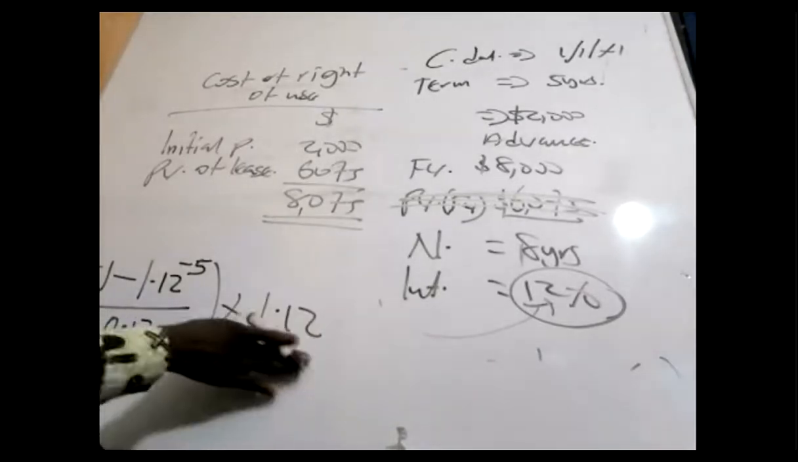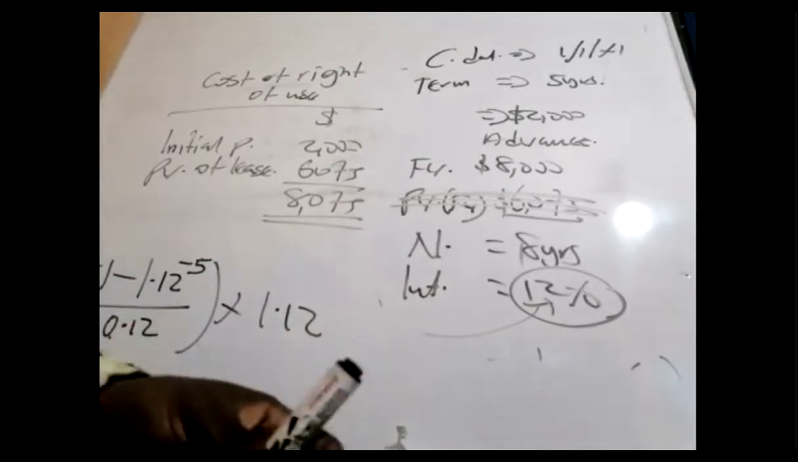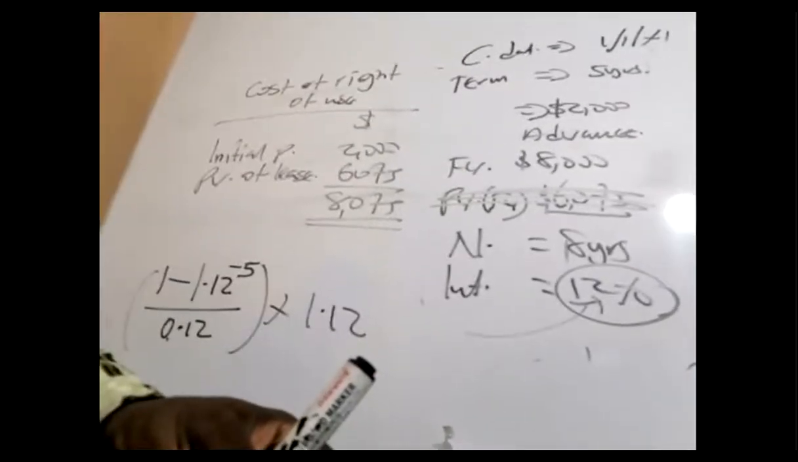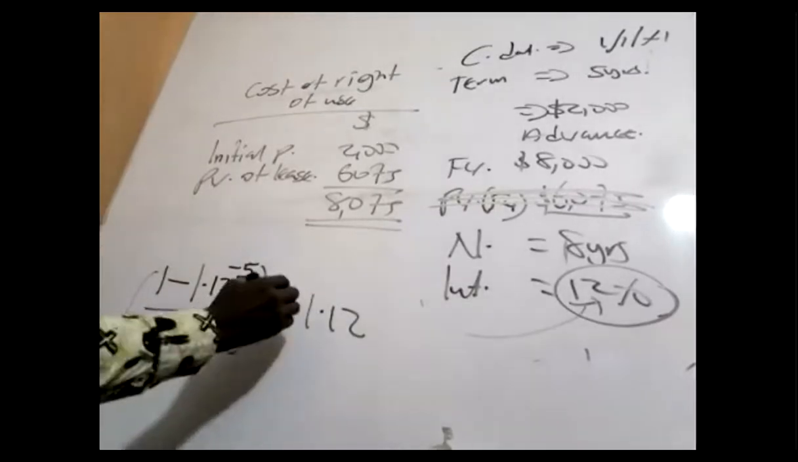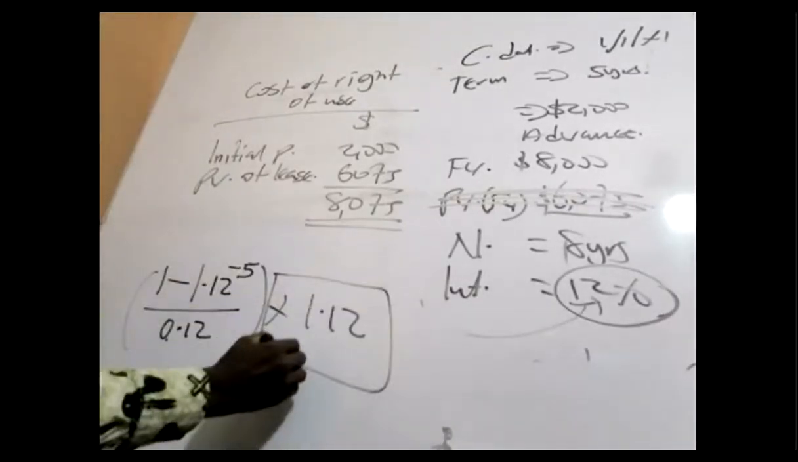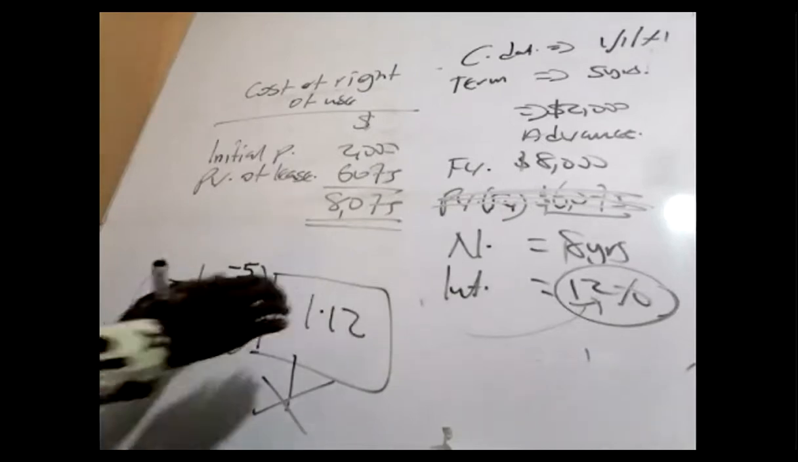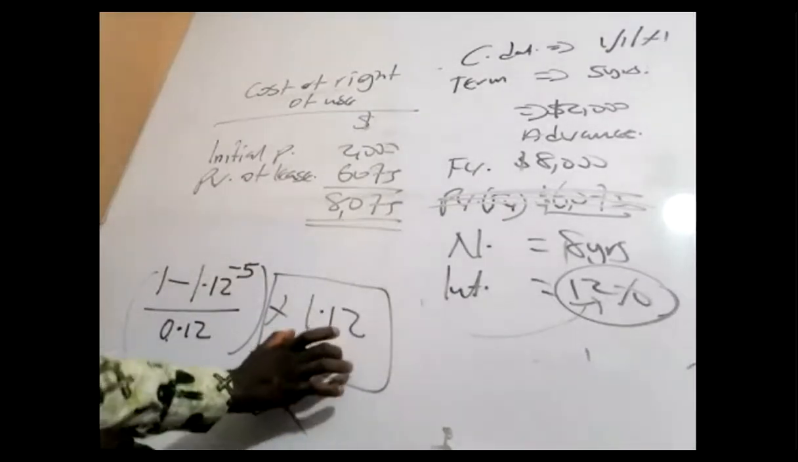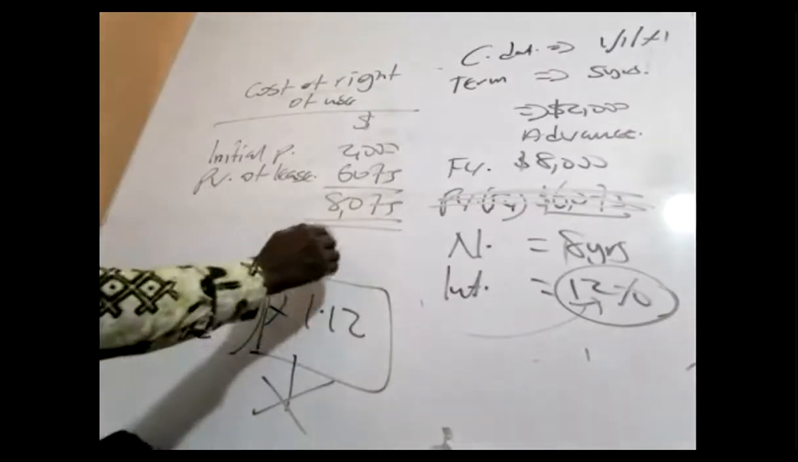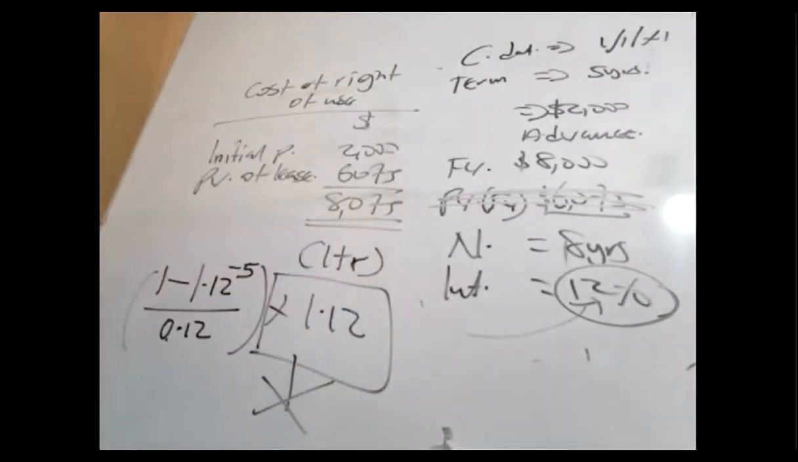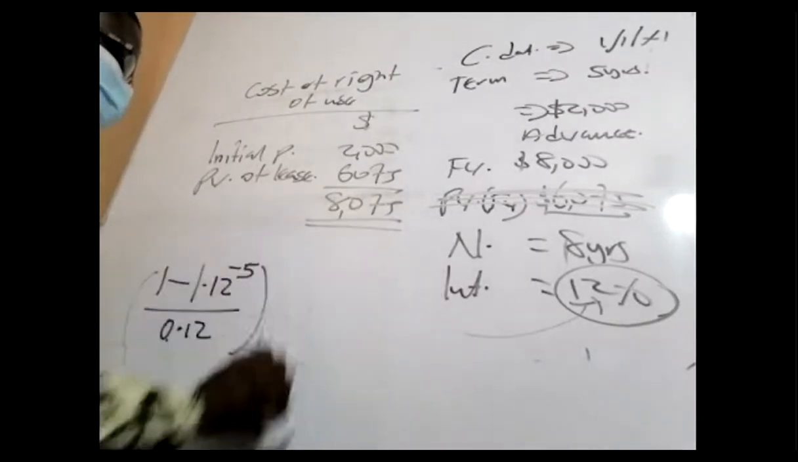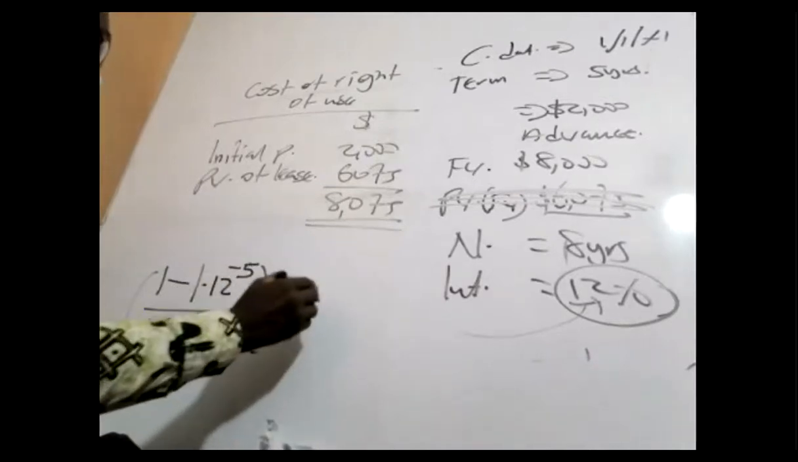If it's in arrears, don't bring this one. If it's in arrears, this section will not be part. Arrears, cut this section off. Advance, bring this section. That's the difference. Because if the payments are made in arrears, don't bring this section. This section is for advance. It's the same as 1 plus the discount factor. If you want to calculate the present value by yourself, that is how you should do it.